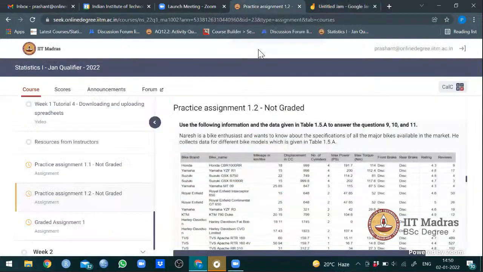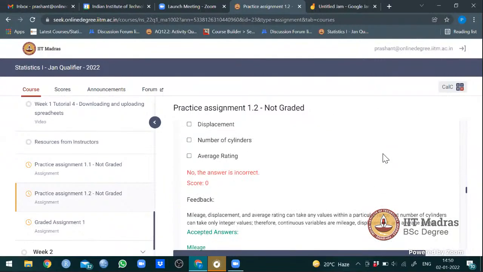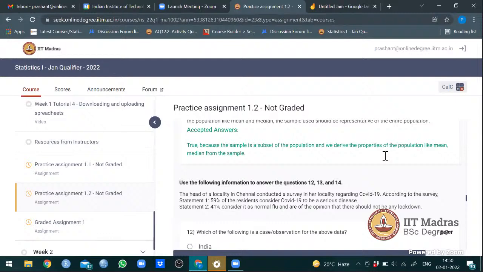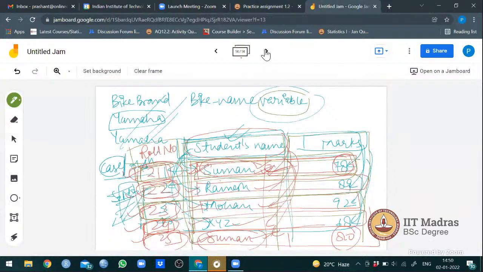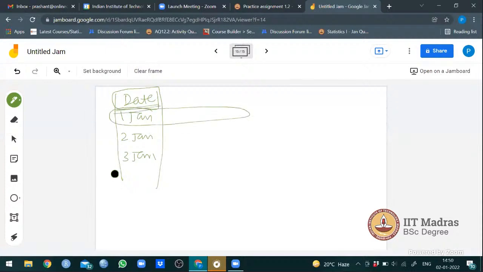Sir, I have a related question. In the hospital data set, there's a column called date. Is it a variable or a case? Suppose you have a column of date with 1 January, 2nd January, 3rd January. Then date is a variable, but 1 January is a case, 2nd January is a case, 3rd January is a case.